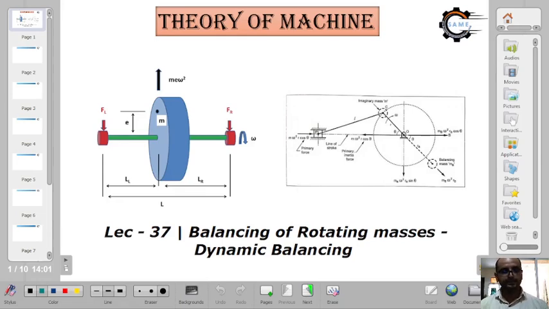We will see in today's class, the static balancing part is over in the last classes. Two classes I have taken. One class I cleared the concept and the second class I took problems on this. In today's class, we will see how the rotating system can be made dynamically balanced. That thing we will see in today's class. Okay, let me start the lecture.